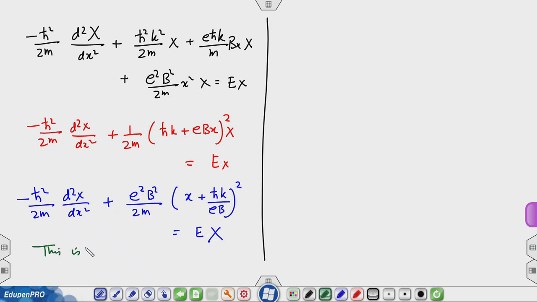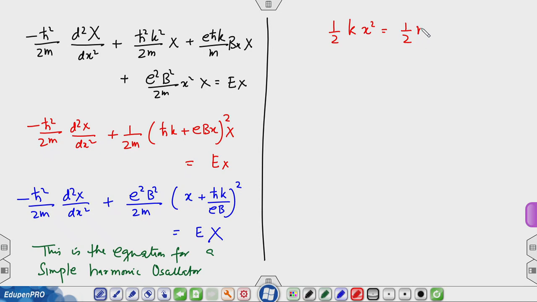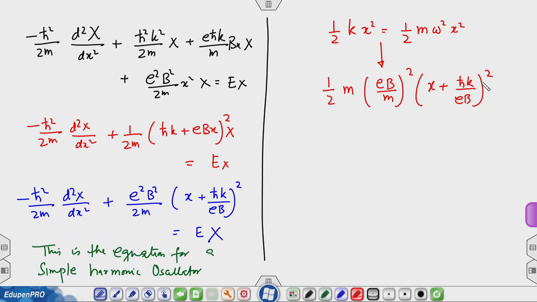This is the equation for a simple harmonic oscillator, with the second term on the left hand side giving you the half k x square. So, half k x square, which is also like the 1/2 m omega square x square term, is actually replaced by 1/2 m (eB over m) square, and inside I have (x plus h cross k over eB) whole square. So, this is omega square and this is a shifted harmonic oscillator potential.